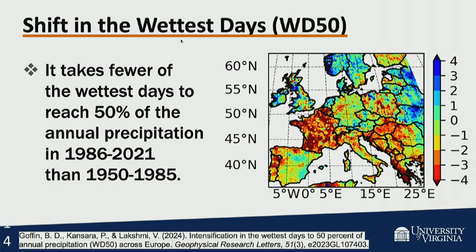If you take the precipitation in every year and arrange it from biggest to smallest, and stop counting the number of days when you reach 50%, it's called WD50. That is the number of day events where you get 50% of rainfall. And you can see, if you compare between 1950 to 1985 and 1986 to 2021, in this latter 35-year period, the box is filling faster.